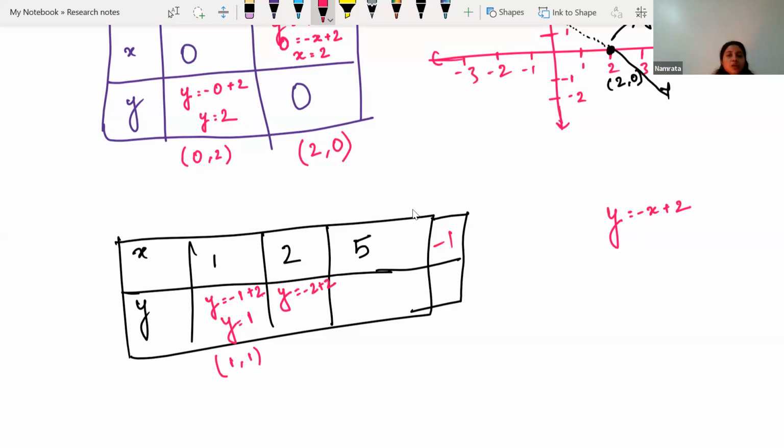Why minus 2? Because at the place of x I am writing 2. So it became minus 2 plus 2. So y we got 0. Again we got such a nice point, that is 2 comma 0.